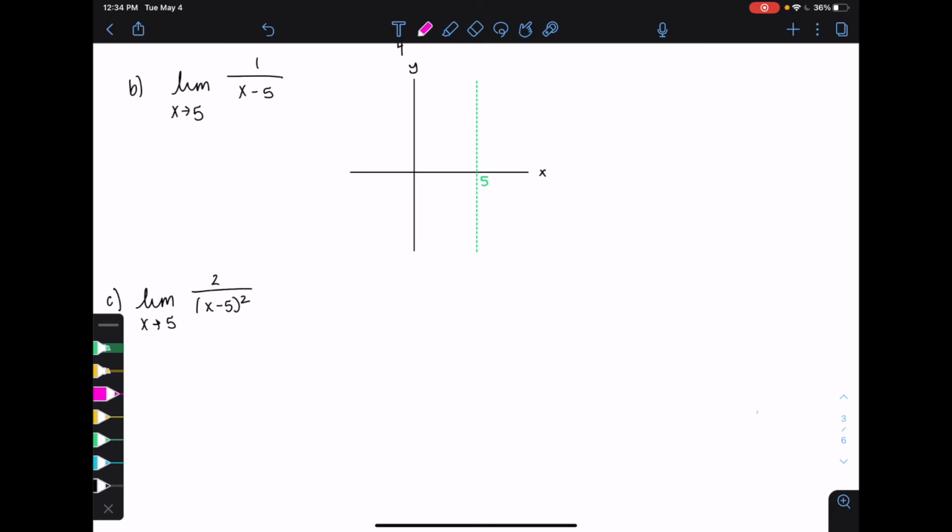And if you remember what the graph of this looks like, it's that reciprocal function. So it has this kind of shape. Okay. So if I approach 5 from this side, my y values are growing more negative. If I approach 5 from this side, my values are growing positive and positive and positive. So ultimately, I don't approach a single finite value. It's doing 2 different things, and it's blowing up on both sides.